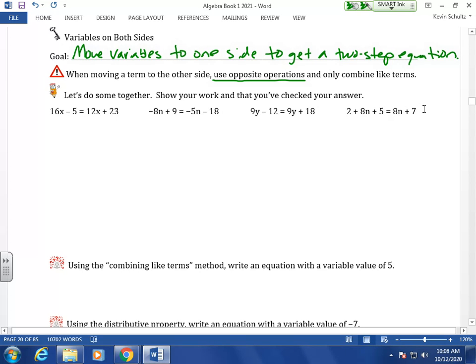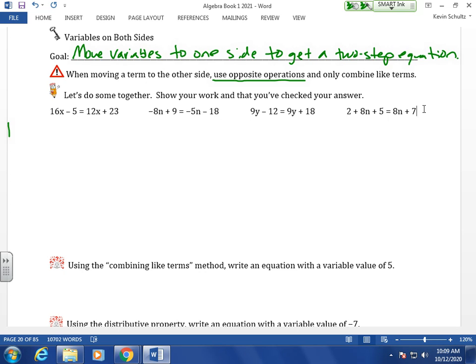So what can we do here? Who wants to give us our first step in moving those x's to one side of the equation? Yeah, Will. We certainly could. Okay, and how would we move those positive 12 x's over to the left side? Go ahead, Will.